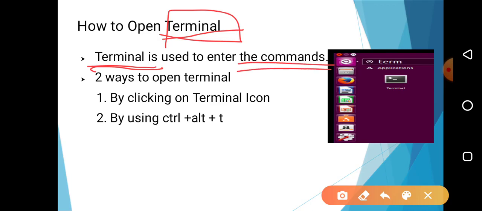How to open the terminal? There are two ways to open the terminal. The first way is by clicking the terminal icon, and the second way is using the Ctrl Alt T key combination. As I have shown in this figure, whenever you want to open the terminal, click on the launcher or click on the start button, and in the search option write terminal. It will show you the terminal icon, and click on that icon to open the terminal.